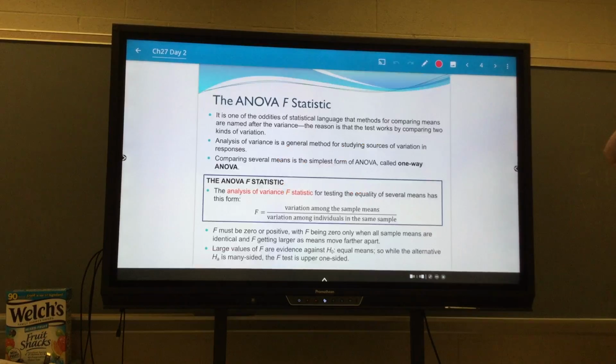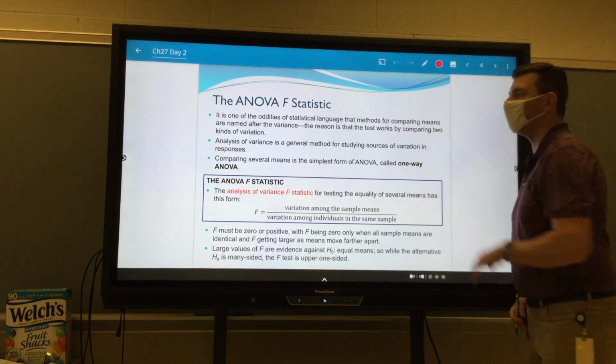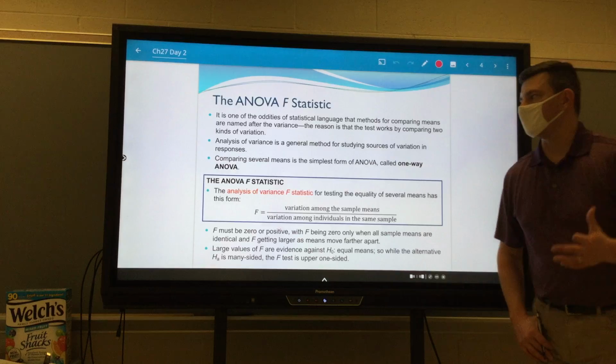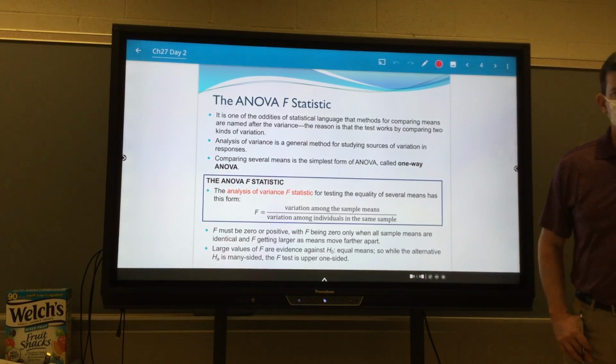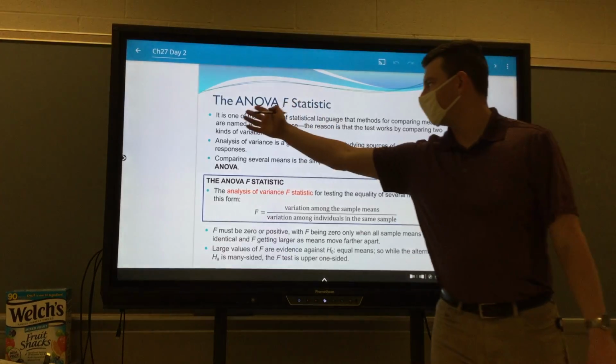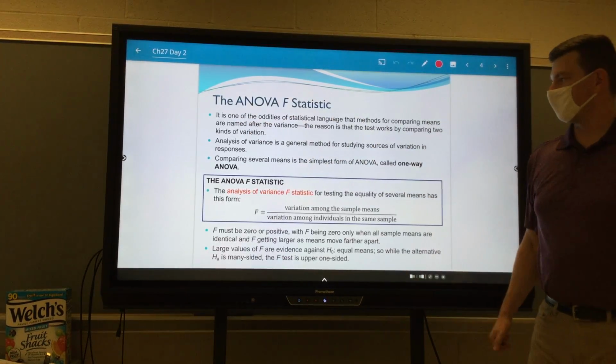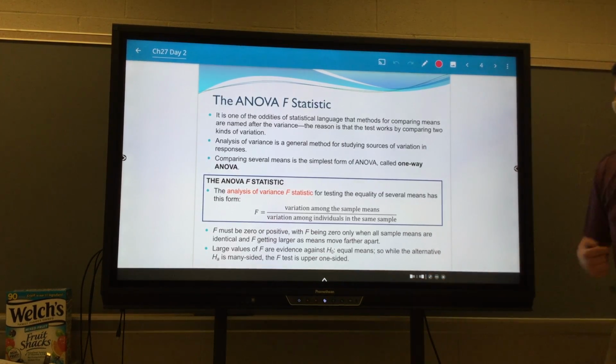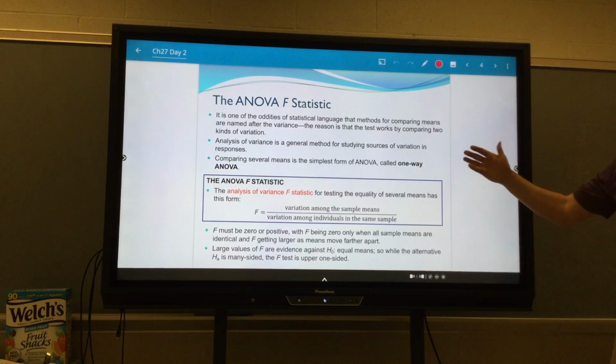So, when we're talking about ANOVA, it's kind of summarized in this bullet point right here. It is one of the oddities of statistical language that methods for comparing means are named after the variance. Okay? ANOVA, analysis of variance. It's not like ANOMA or ANOME, right? Analysis of means, because it's the variance that contributes to that significance. The reason is that the test works by comparing two kinds of variation.